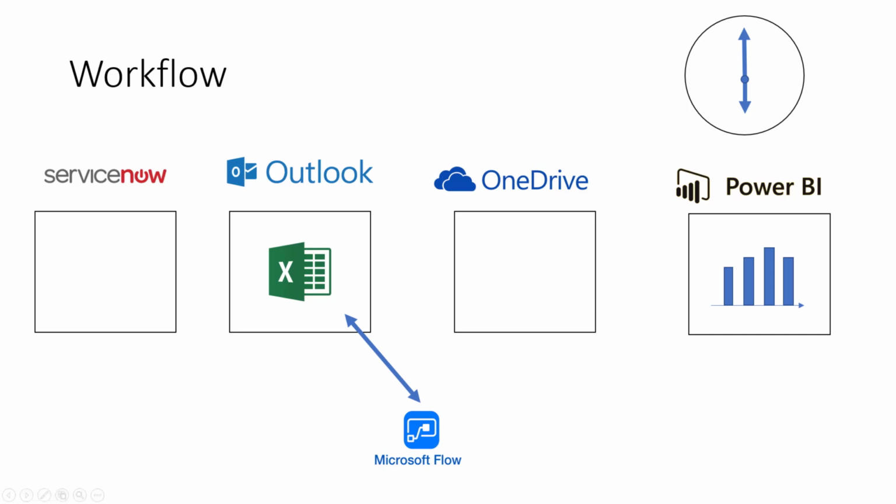So this is now when Microsoft Flow kicks in, because this is a trigger condition that triggers Flow. What Flow will do is it will carry the file from your Outlook email box to OneDrive. So now OneDrive has an extra copy of your Excel file on the cloud.